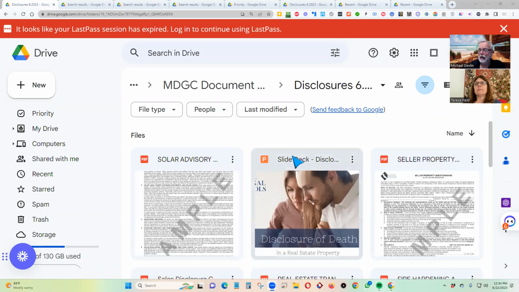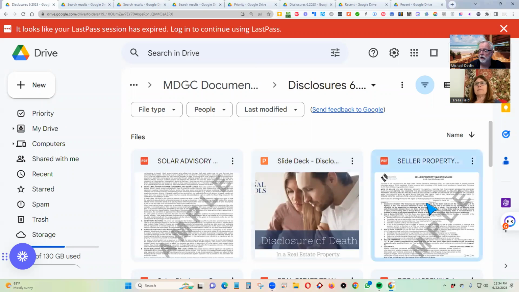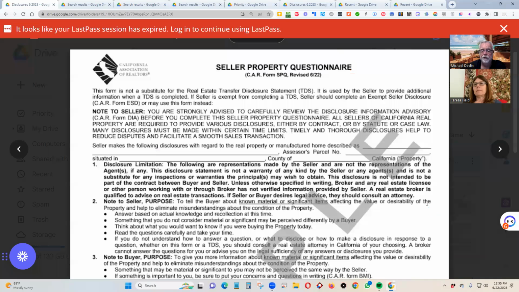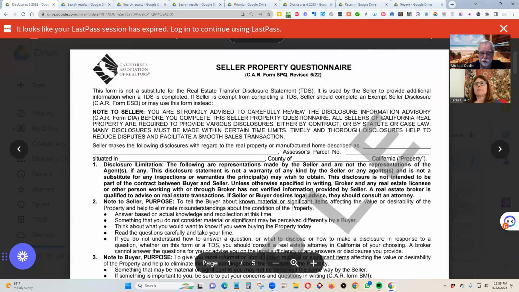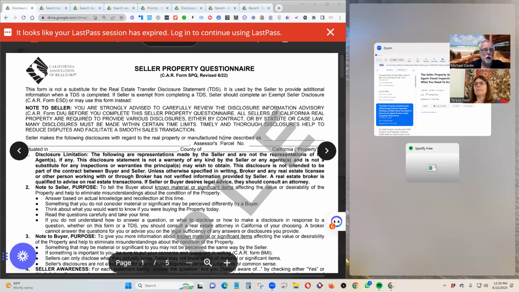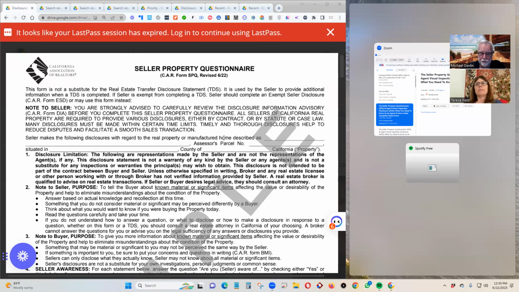But I'm just saying. The seller property questionnaire, let's take a look at it. If you have questions, you can unmute yourself and speak. If you want to type them in, I'll probably get to them at some point. So here's what the seller property questionnaire looks like.